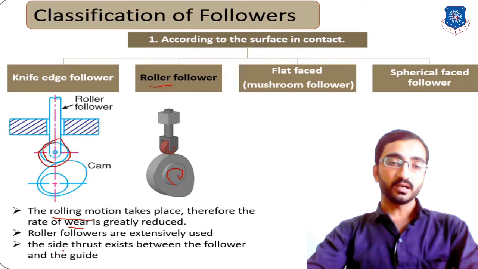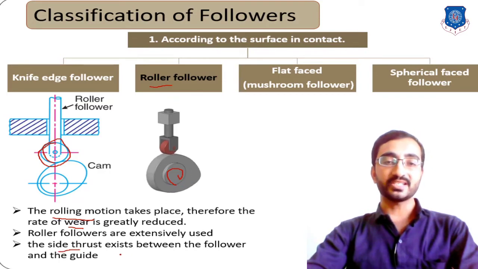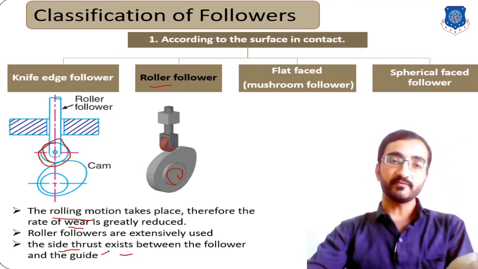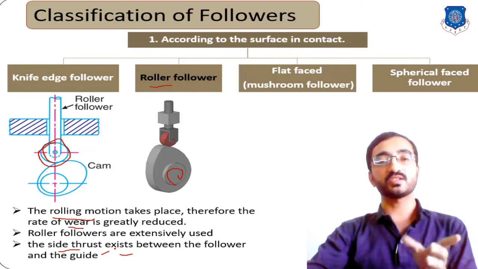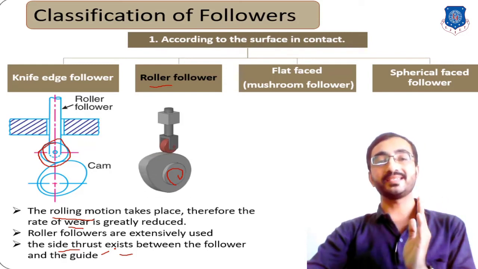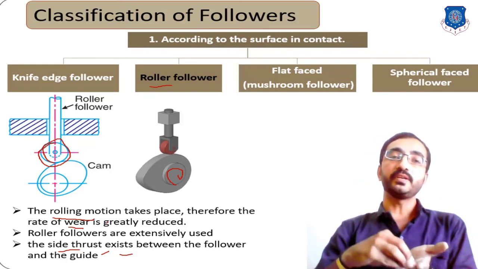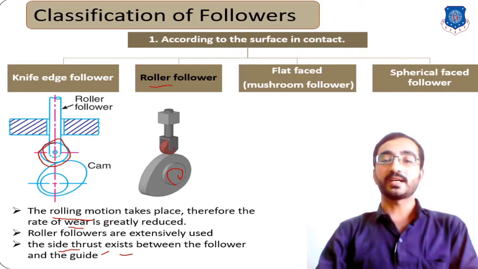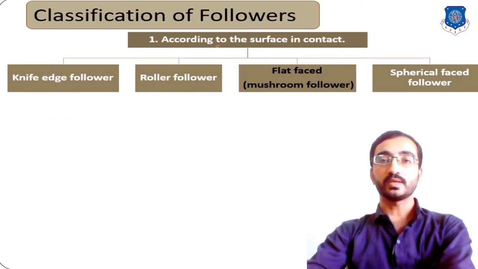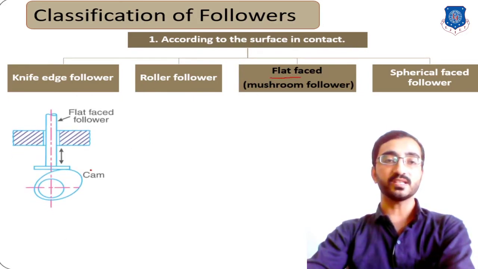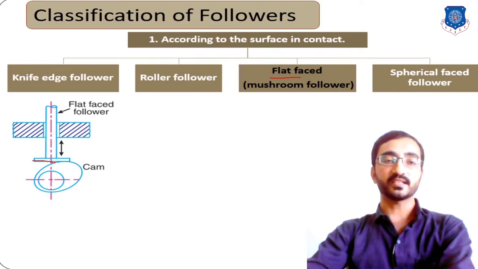Okay, and the side thrust which exists in this follower exists in the same way as we observed in the knife edge follower. So side thrust will be the same; the only advantage is that the amount of wear is reduced by using the roller type of follower. Now let's learn the third type, which is known as the flat face follower. As the name indicates, if the surface in contact is a flat surface, then it is termed a flat face follower.